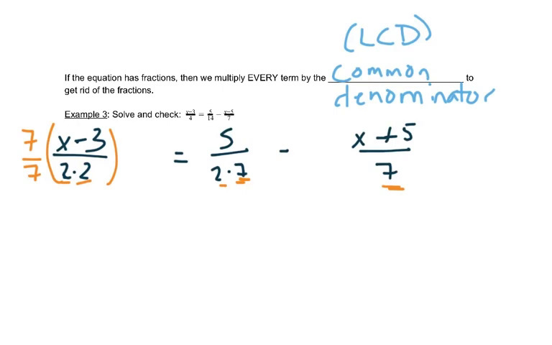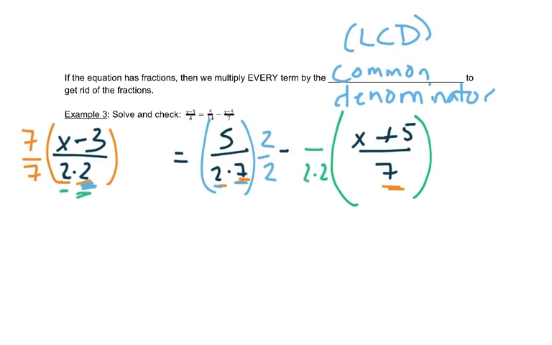Now this next fraction right here has a 2 and a 7, but it doesn't have a second 2 that this fraction over here has. So I'm going to multiply the top and the bottom by a second 2. And then finally, this third fraction has a 7, but it doesn't have these two 2's. So I need to multiply it by two 2's on the top and the bottom. So we're multiplying by what it's missing in order to make the denominators all be exactly the same. So every denominator now is a 2 and a 2 and a 7.